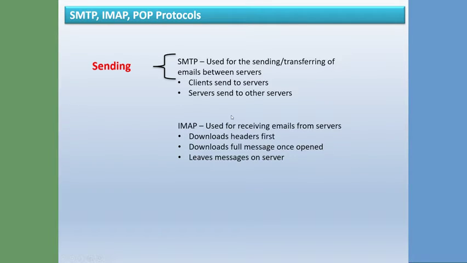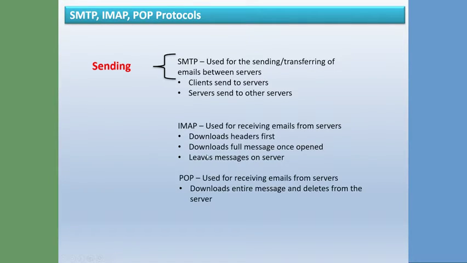Receiving emails, IMAP. It downloads just the header, so just the subject line and who it's from and some very basic information. And then if you open that email, it then downloads the full message. So it only gets the initial data, and then if you're interested and you open it, it then pulls the full message down. However, it leaves a copy of that email on the server.